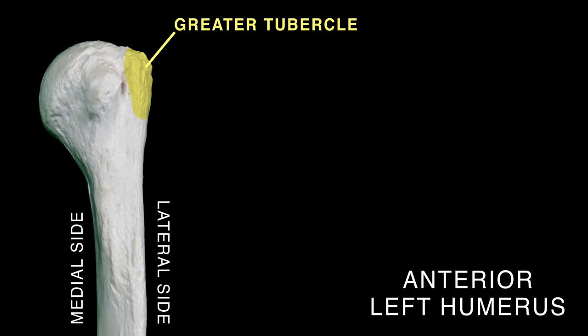The greater tubercle is a projection on the lateral side of the humerus. It is larger than and posterior to the lesser tubercle. The lesser tubercle is a smaller projection on the lateral side of the humerus.